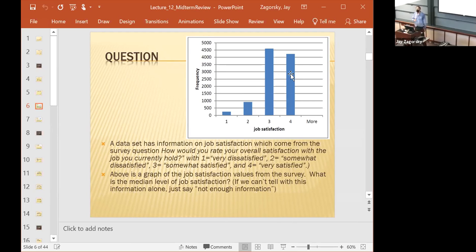Nice even number. What's the median? The median would be the 5,000th person. So we're looking for where 5,000 happens. So this is about, I don't know, 400, 300, somewhere in that range. We'll call it 300. This is 900, so that's 1,200. 1,200 plus 4,600 is 5,700. So somebody in this range is the 5,000th person. Because they're the 5,000th person, the median is 3. Does that make sense? Figure out the total number. Look for the person who's halfway between the total number.